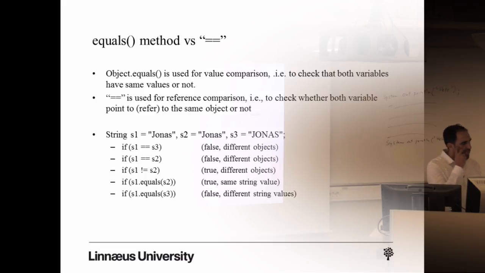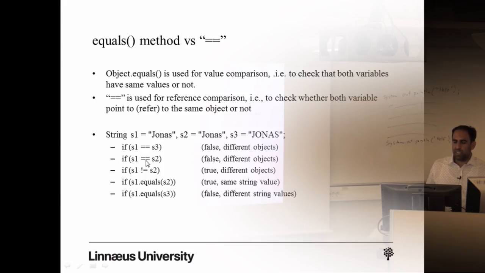On the other hand, the comparison operator double equals is used for reference comparison, to check whether both variables point to the same reference or the same object or not. For example, here we have three different variables of type String: s1, s2, and s3. All three contain a Jonas value, and the first two have the same information, but the third has it in uppercase. If we use the comparison operator s1 == s3, the condition is false. Why? Because s1 and s3 are not the same references. They are not pointing to the same reference, but to two different objects. That's why it returns false.